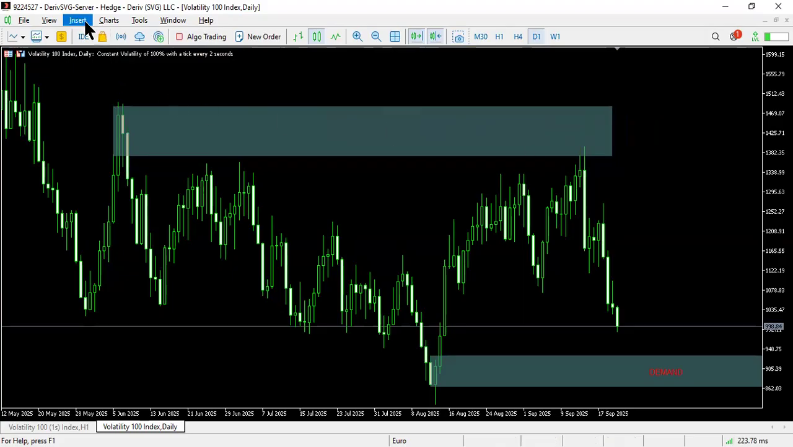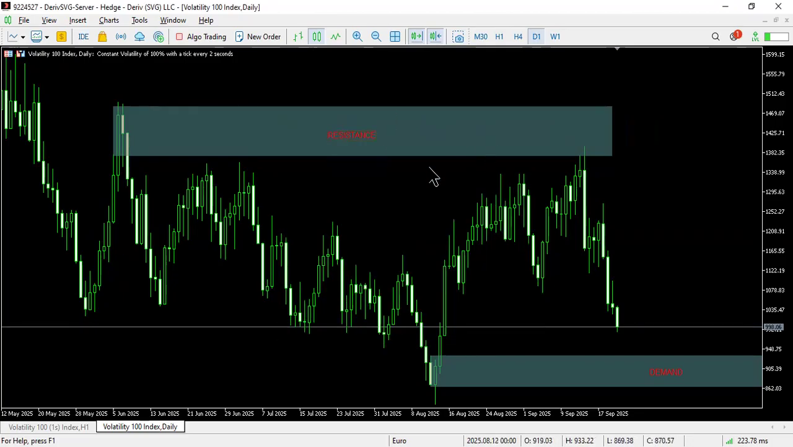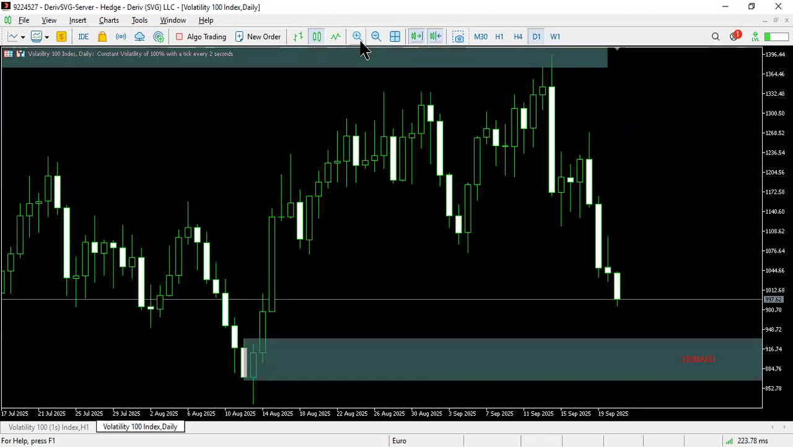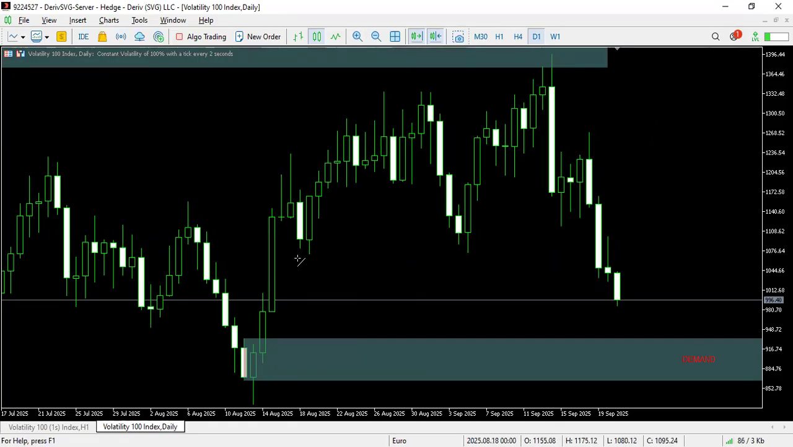And then we have our resistance. Price is coming from that resistance, the one that is pushing price to the downside. That is a resistance that is pushing price to the downside. And as we can see, price has just broken this support level.